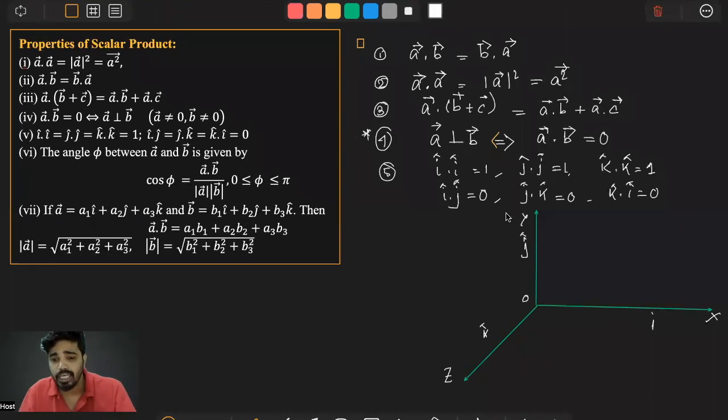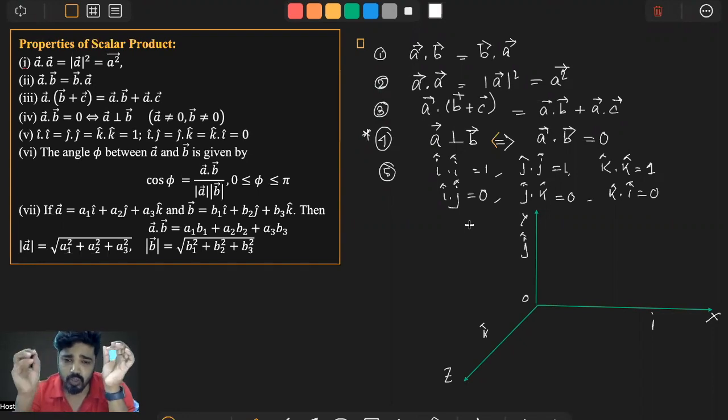So I dot J is equal to 0. What is the reason? Because the x-axis and y-axis are perpendicular to each other. Similarly, the y-axis and z-axis are perpendicular to each other, and the z-axis and x-axis are perpendicular to each other. This is a three-dimensional picture. So that's why I dot J is equal to 0, J dot K is equal to 0, and K dot I is 0.